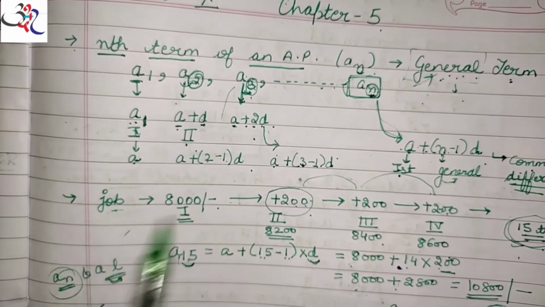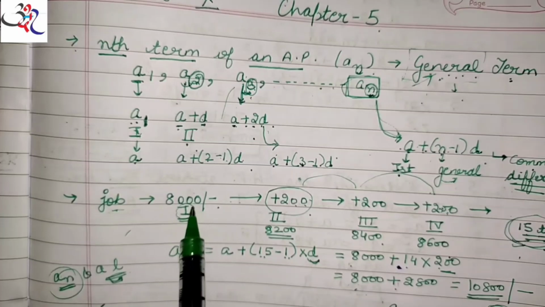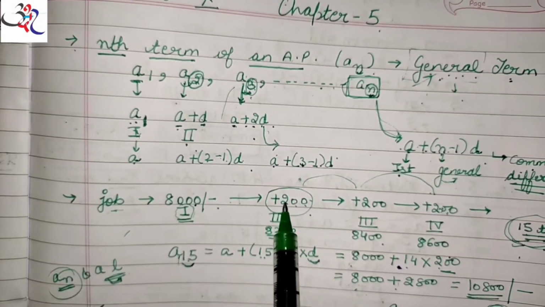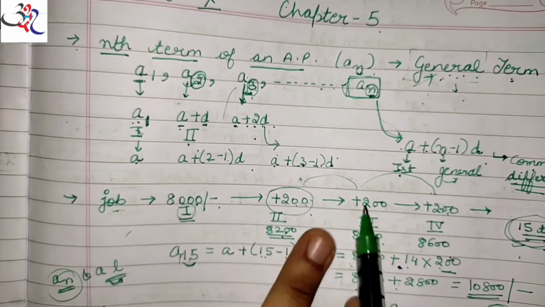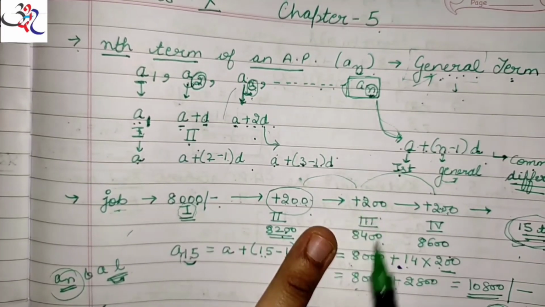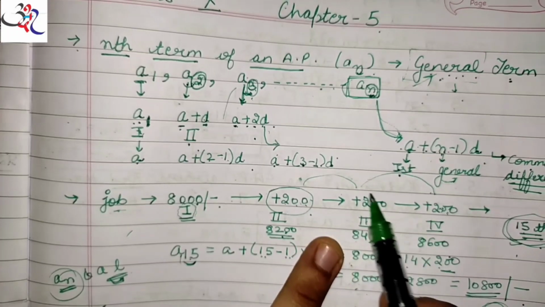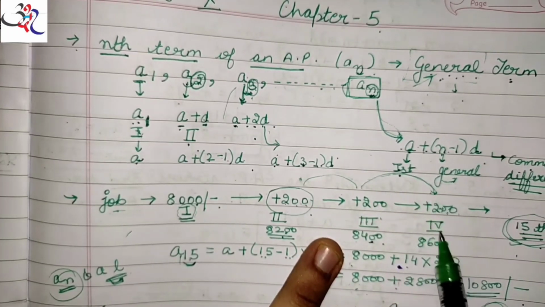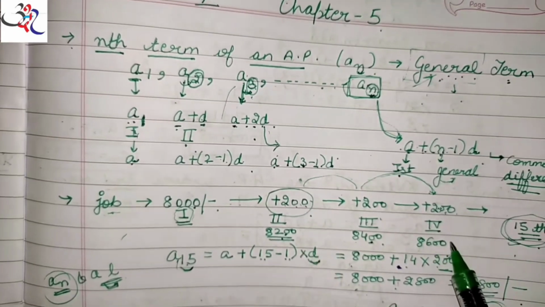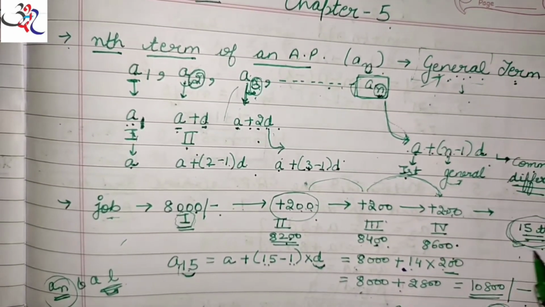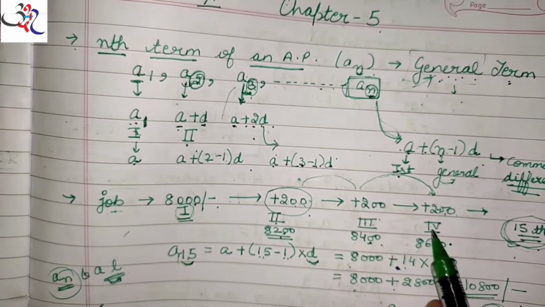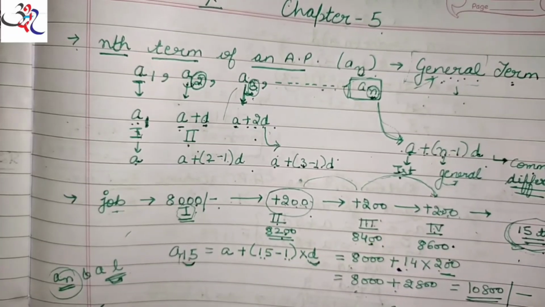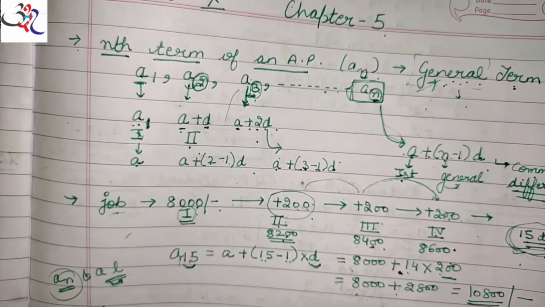Suppose you have started a job and your salary for the first month is rupees 8,000, and in the second month it has been increased by rupees 200. So your salary will be 8,200. In the third month, again it has been increased by rupees 200, so your salary will become 8,400. Then in the fourth month, again it increases by 200, so your salary will be 8,600. If you have to find your salary in the 15th month, it will become very difficult to find it this way by adding 200 fifteen times, right?